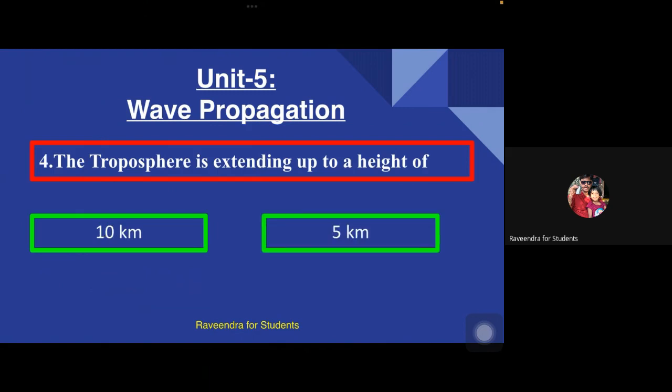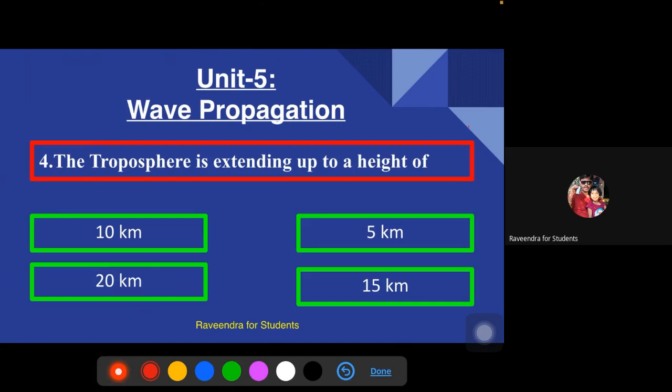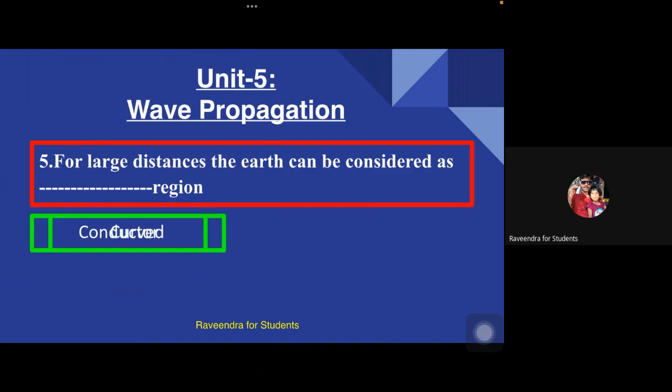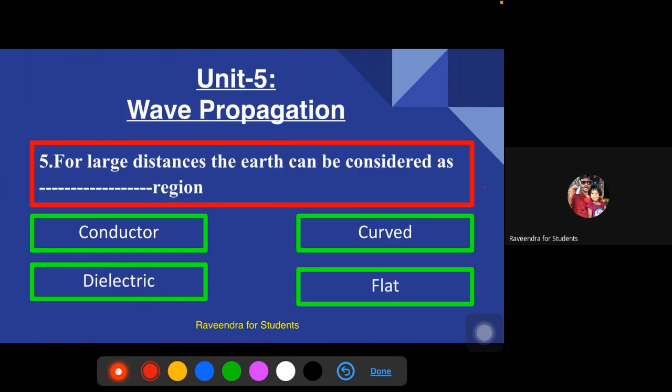And the next one, the troposphere is extending up to a height of, so troposphere is extending from 10 to 15 kilometers, therefore it may extend up to 15 kilometers. So 15 kilometers is the correct option. The next one, for large distances, the Earth can be considered as a dash region. So for large distances, we have to consider the curvature of Earth also into account. Therefore, it will act as curved region.